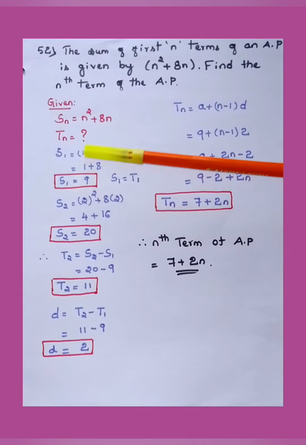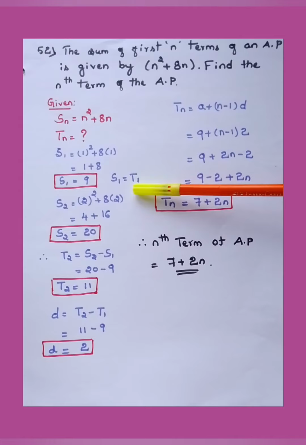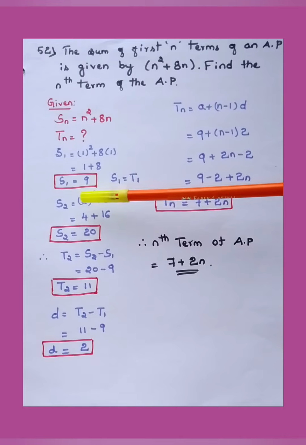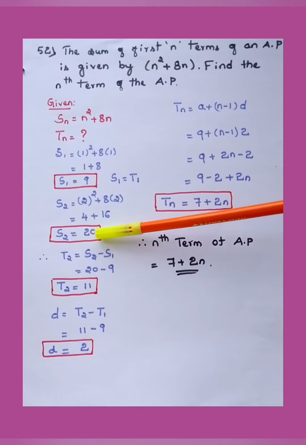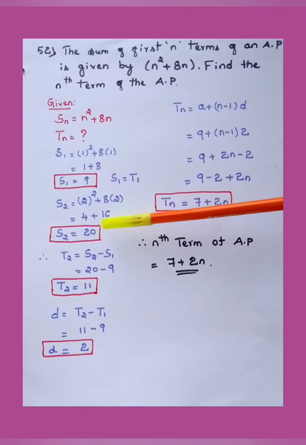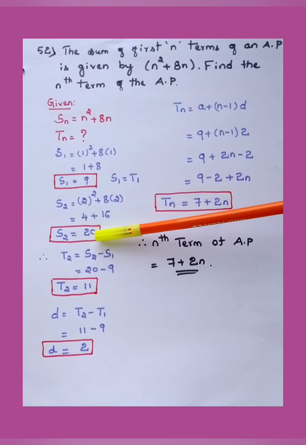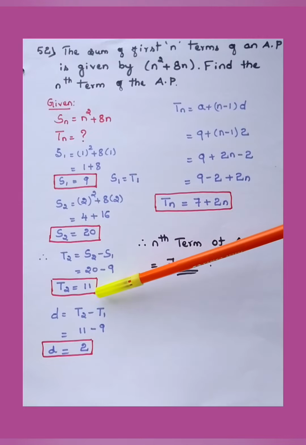This is S1 value. S1 value is nothing but the first value, that is T1 value in AP. And to find the S2 value, substitute n as 2. 2 square plus 8 of 2. 2 2s are 4, 8 2s are 16. So adding them, you get the answer as 20. This S2 value is not T2 value. T2 value is the difference of S1 and S2, because this is the sum of the first and second terms. So find this difference, and we will get the T2 value. So T2 is equal to S2 minus S1, which gives us 20 minus 9, which is 11.